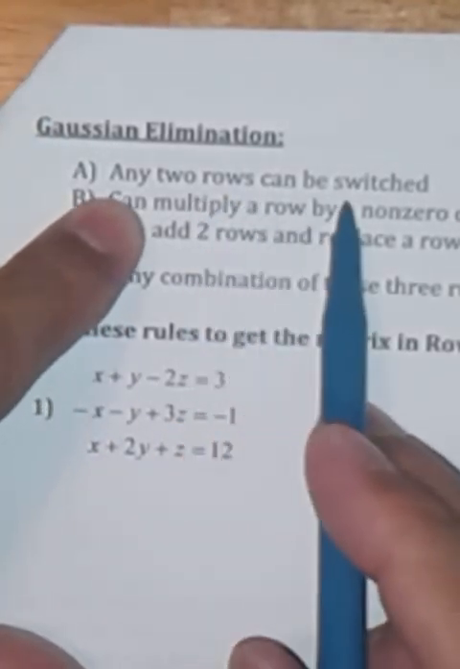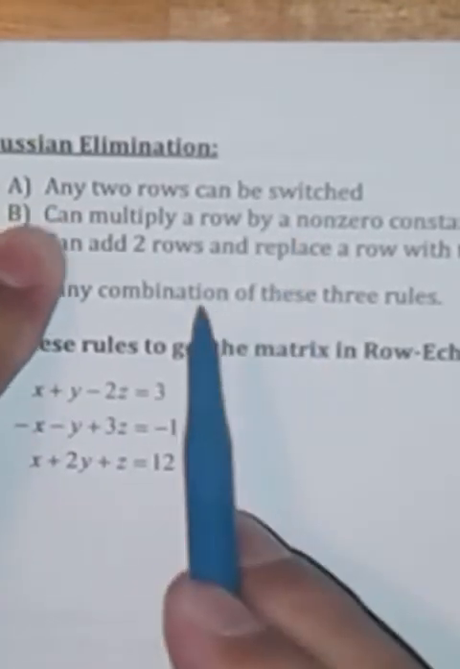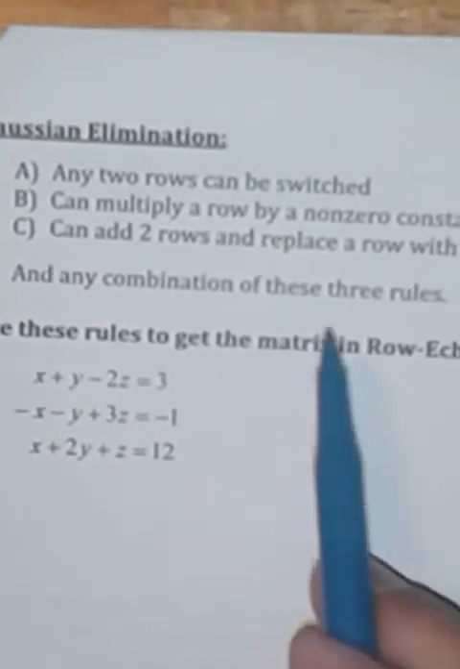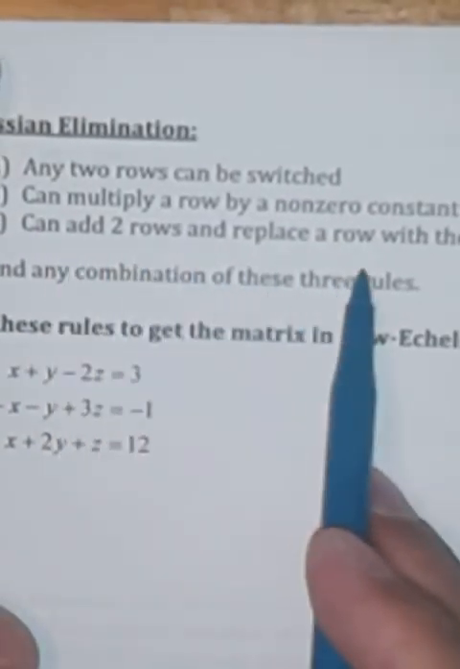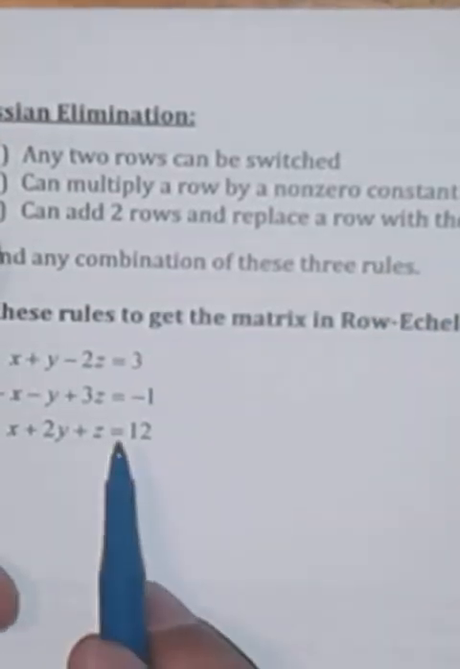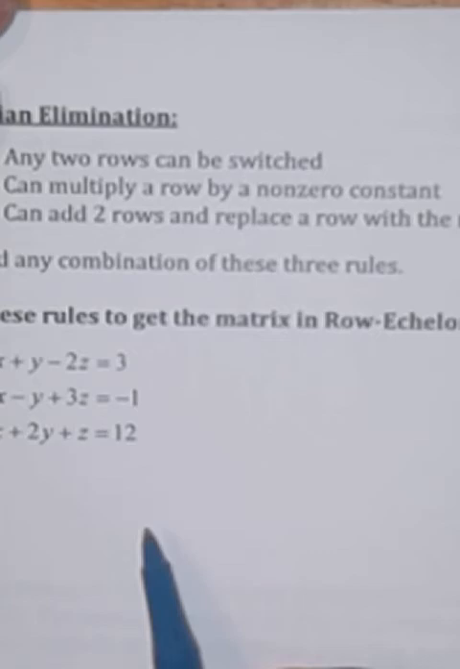So any two rows can be switched. We can multiply a row by a non-zero constant. That's because it's an equation, right? So we can multiply by any number. And we can add two rows and replace a row with the result. And so let's see how that works. Let's try number 1 together.